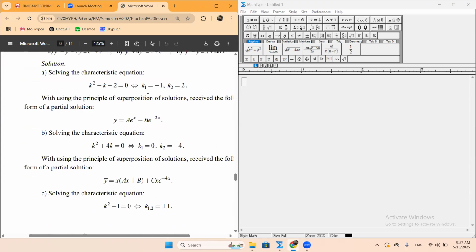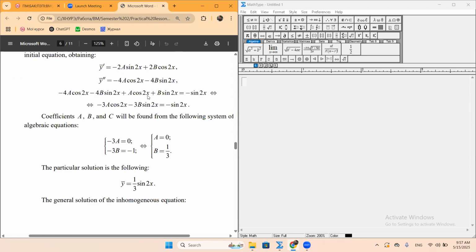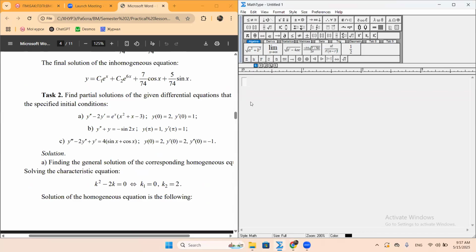Yeah, interesting exercises. So now let's first of all move to solving Cauchy problems. Let's have some practice with them. So 2a. The following equation: y double prime minus 2y prime equals e to the power of x times (x squared plus x minus 3).